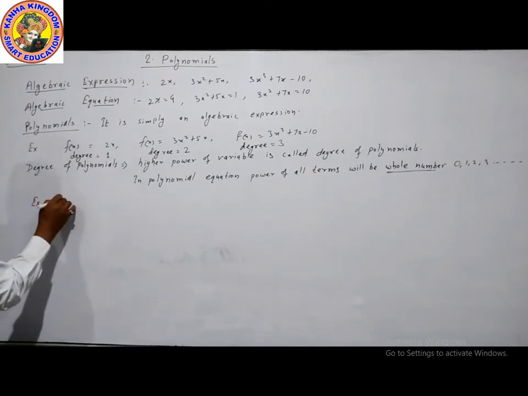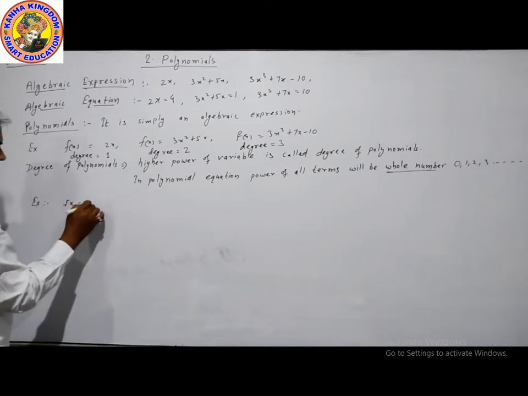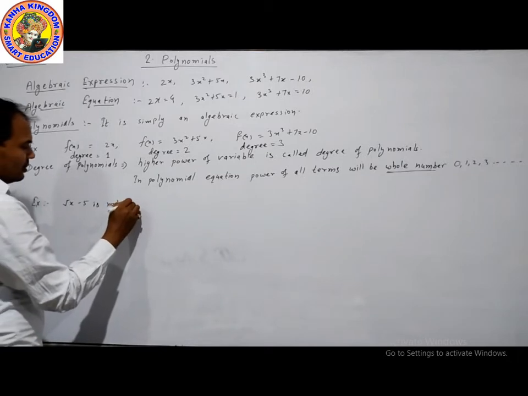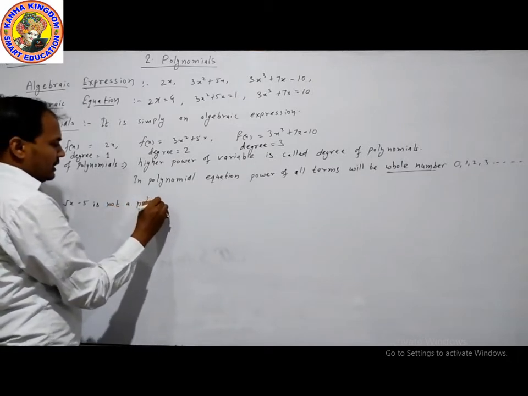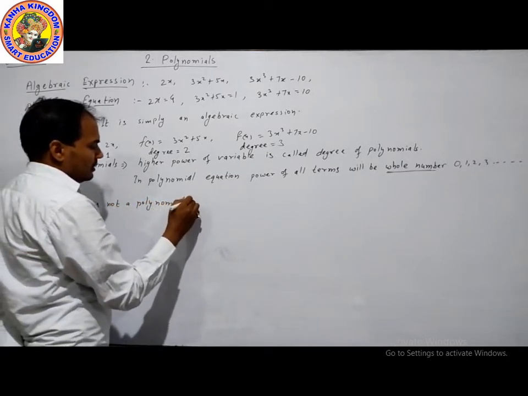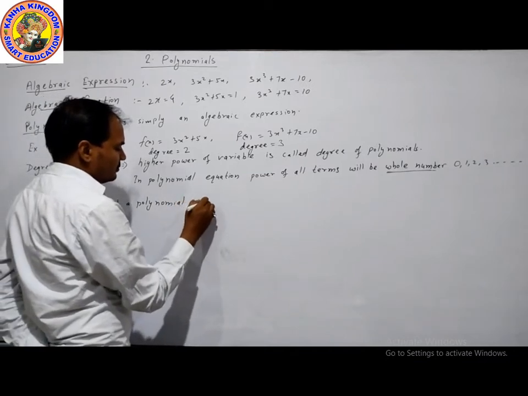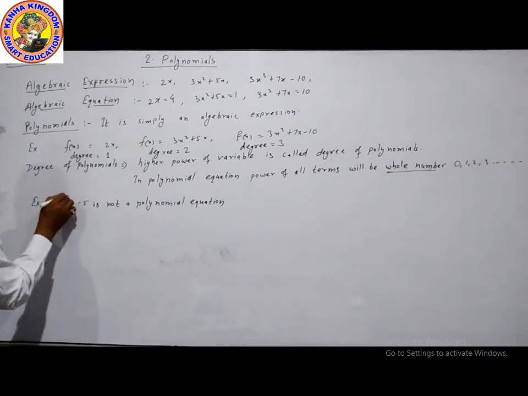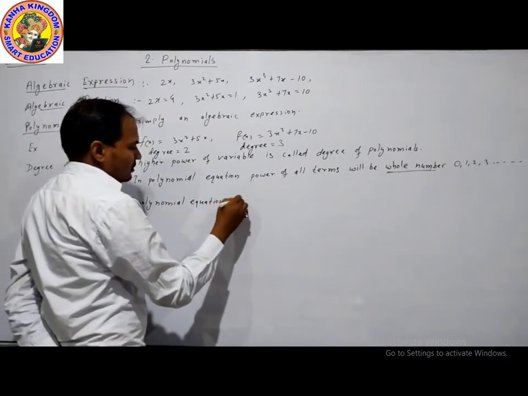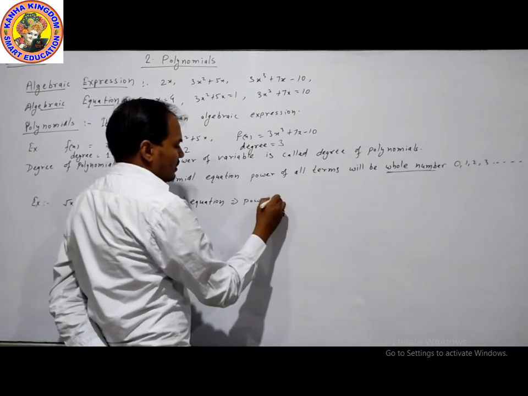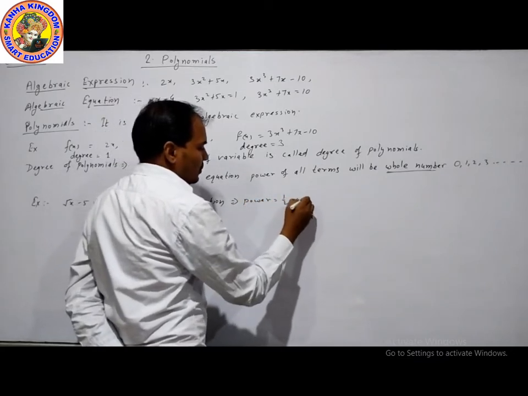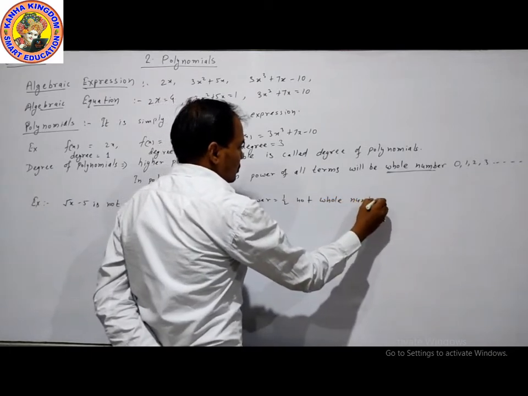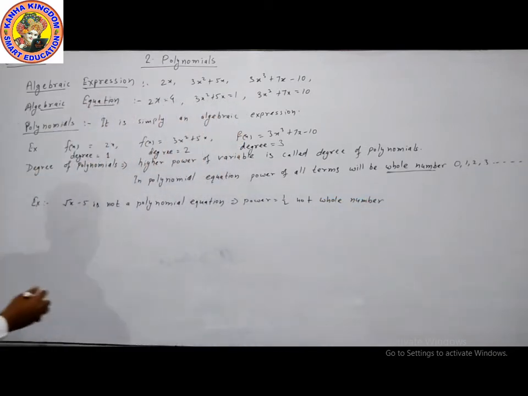Example, root x minus 5 is not a polynomial equation because here the power is half. Power is equal to half, not a whole number. So this is not a polynomial equation.